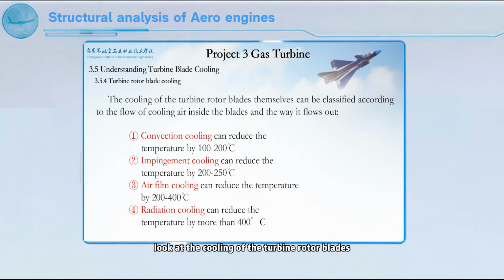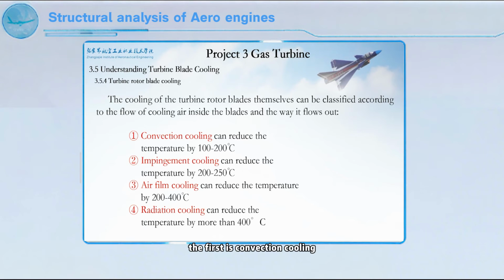Next, let's look at the cooling of the turbine rotor blades. The cooling of the turbine rotor blades themselves can be divided into the following four types, according to the flow conditions and outflow methods of the cooling air inside the blades.